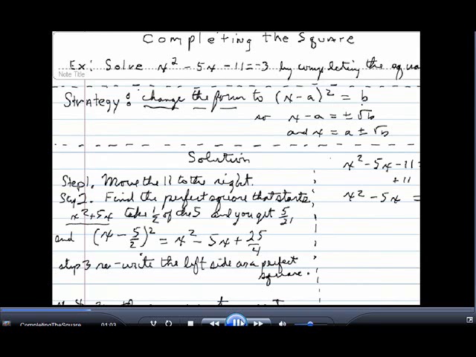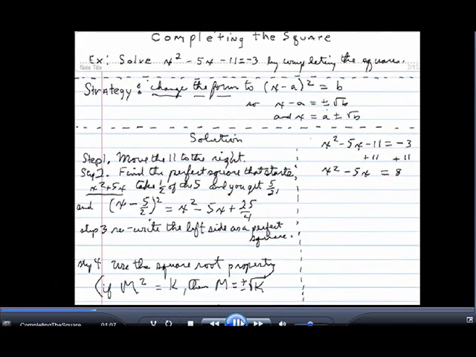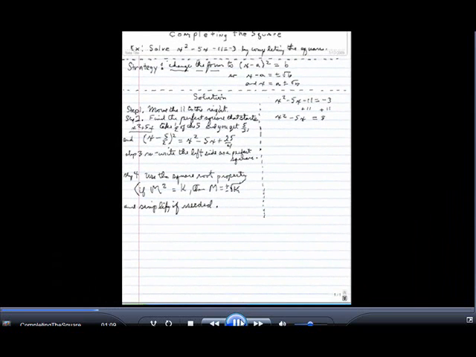And then once we get that, we can use the square root property, which in this case would say x minus a is plus or minus the square root of b, so x is a plus or minus the square root of b. And then if we had it simplified, we'd be finished with the problem. So that's where we're going. We've got to try to create on the left side this perfect square. So let's get started.